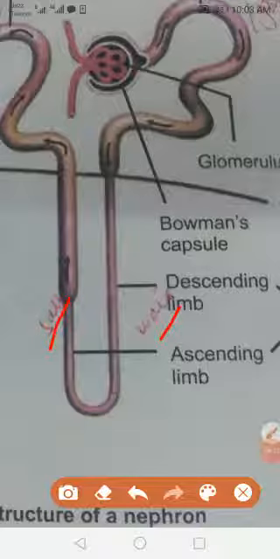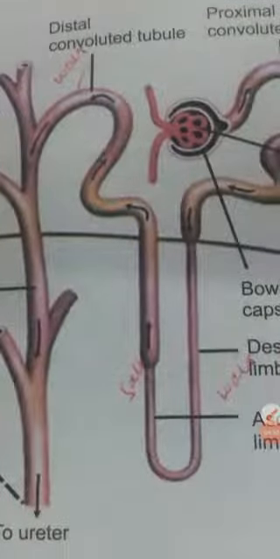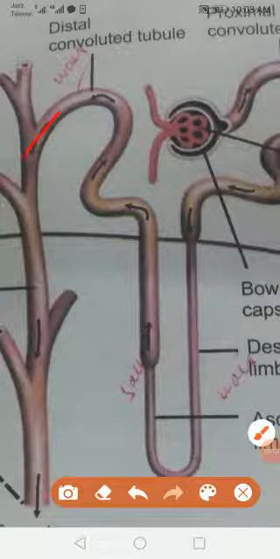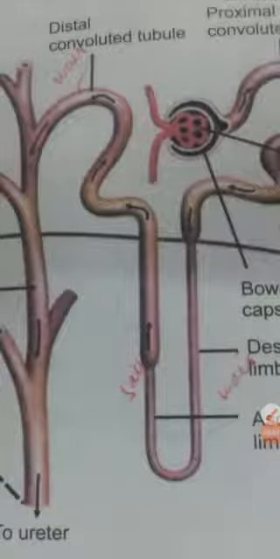After this, material will move to the next part, which is called distal convoluted tubule. In distal convoluted tubules, water is reabsorbed. So reabsorption of water takes place in distal convoluted tubule. Now urine will come into this portion which is called the collecting duct. Collecting duct में आ जाएगा.